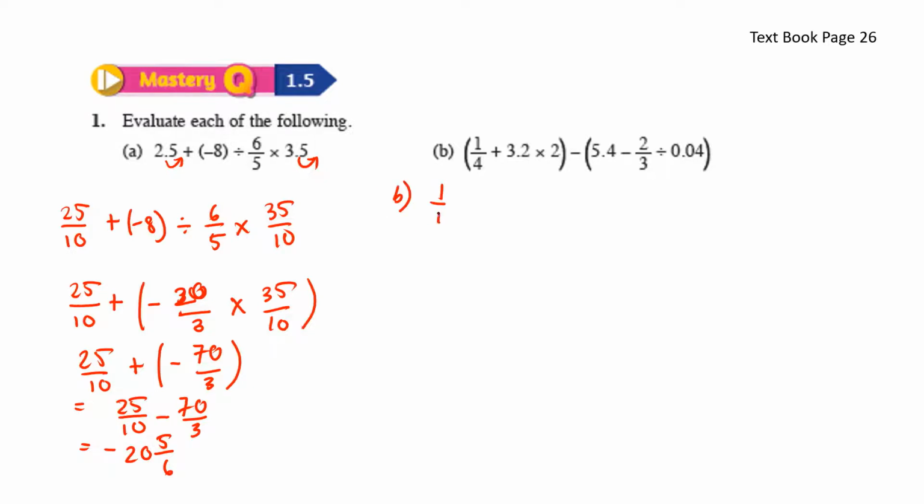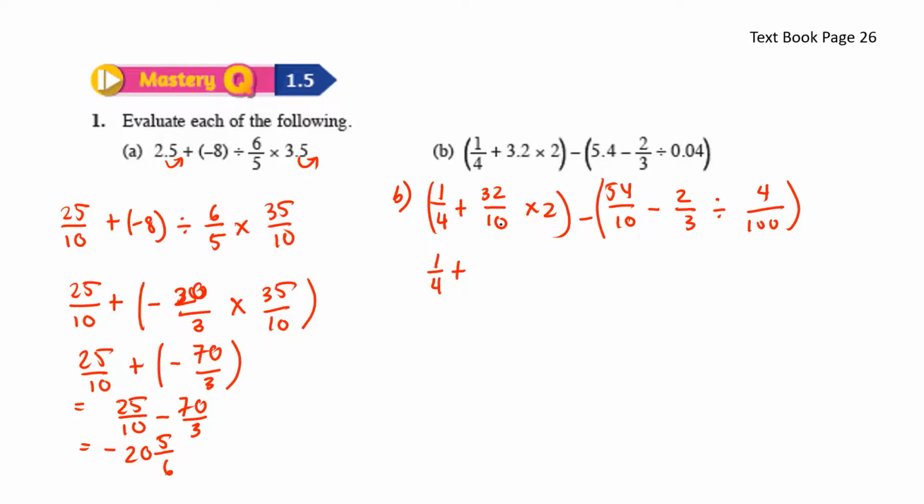Next we have 1 over 4 plus 32 over 10 times 2 minus 54 over 10 minus 2 over 3 divided by 4 over 100. Okay, so here let's do multiplication first. Within the bracket, we have 32 over 10 times 2, which gives us 32 over 5 minus 54 over 10. 2 over 3 divided by 4 over 100 gives us negative 50 over 3.